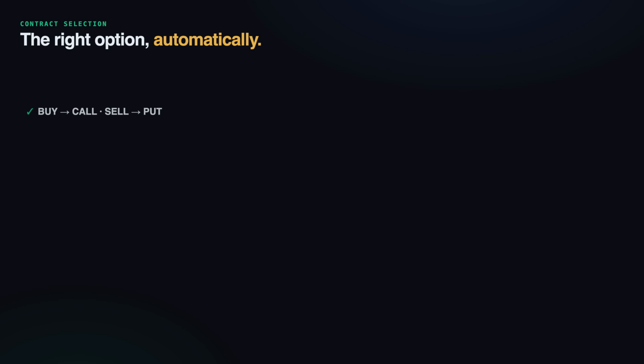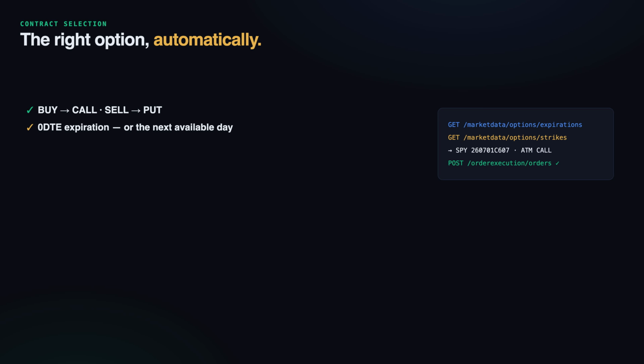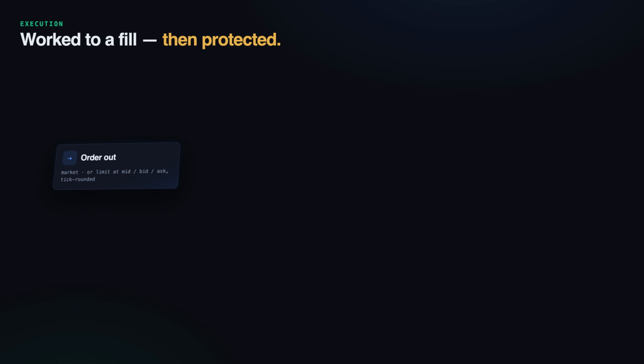Then selection. For a buy signal, the bot picks a call, for a sell, a put. It queries the expiration chain, 0DTE if available, next day otherwise, and snaps to the at the money strike from the live strike chain. SPX gets special handling, the weekly SPXW route. Then sizing, dollars or percent of equity, computed off the ask price, so a wide spread can never oversize the position. The order goes out market or a limit at mid, bid or ask, rounded to the option's real tick size.